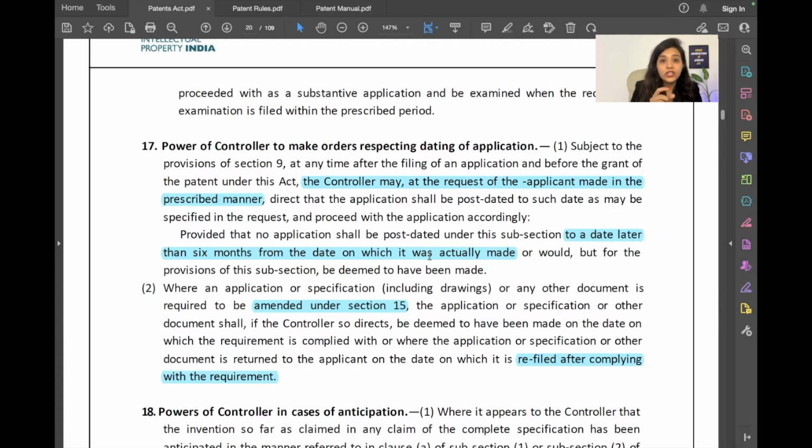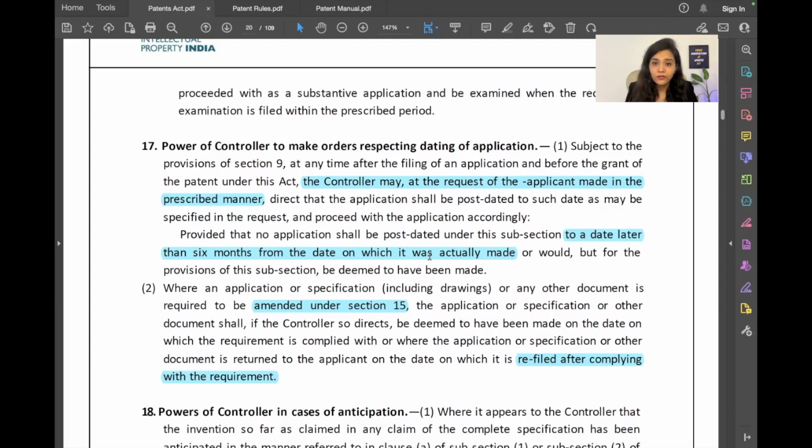You can post date your application by a period of 6 months, and you can shift your priority date for a period of 6 months. So that will buy you an additional 6 months of time to file a complete application. But your date of priority will get shifted. Your date of priority will not be the same. It will also get shifted.